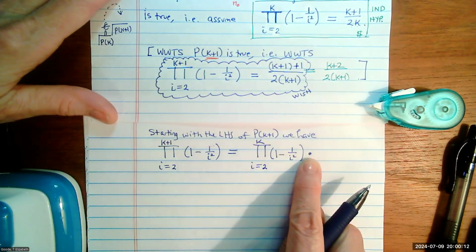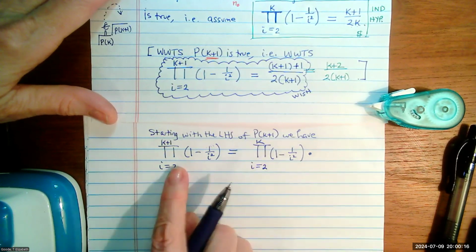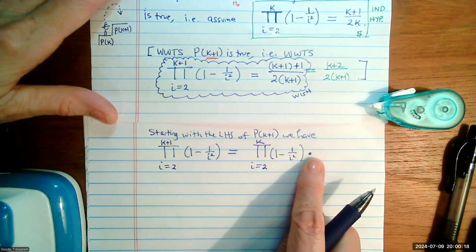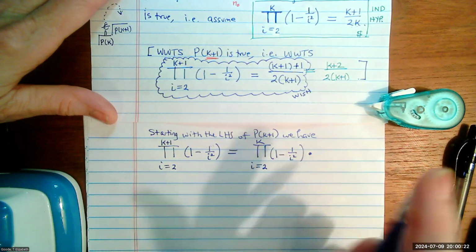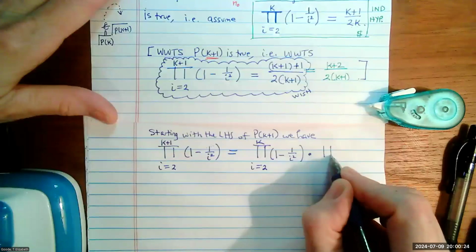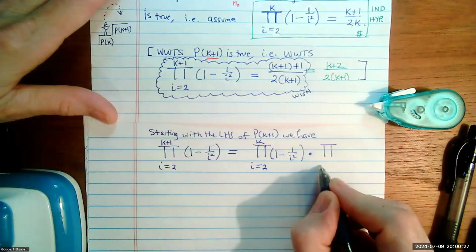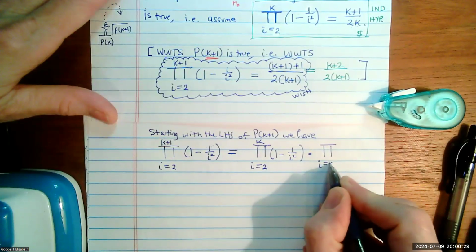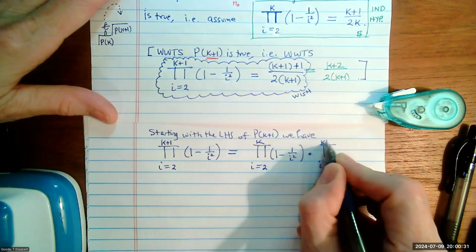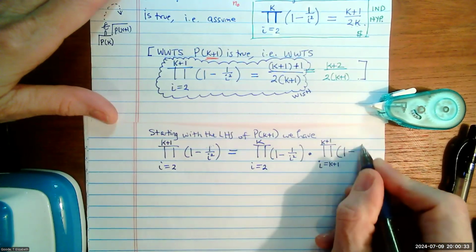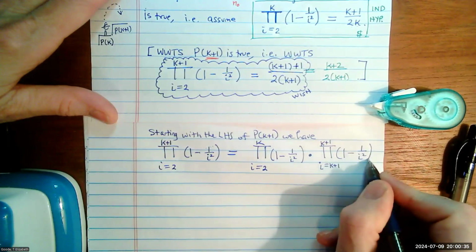This is one of the things that's going to happen. A few of you are going to accidentally put a plus here instead of a times, and then things aren't going to work out. The algebra won't work at all if we accidentally use the wrong sign. And this is the product from i equals k plus 1 to k plus 1 of this same term, 1 minus 1 over i squared.